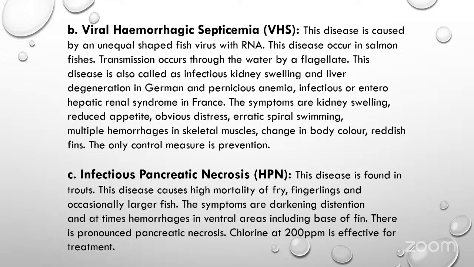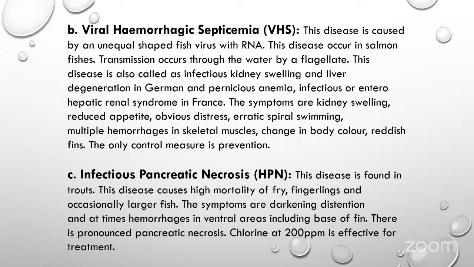So these are the symptoms that we see. What are the symptoms? Swelling in the kidneys, appetite is reduced, and erratic spiral swimming will be there. That means they swim around in a circular manner. Multiple hemorrhages in skeletal muscles, and the body color also changes. And the fin color also changes into red. So these are the symptoms of viral hemorrhagic septicemia.